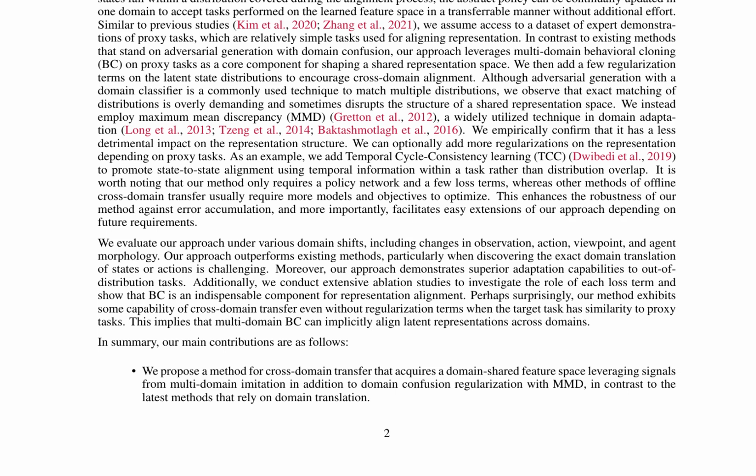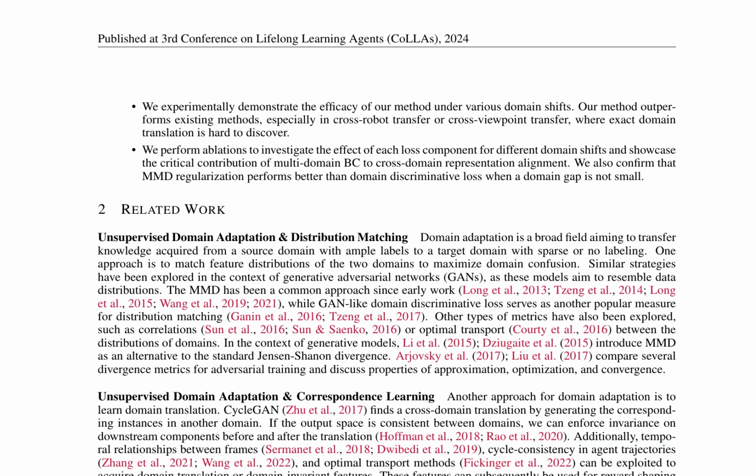The method is evaluated under various domain shifts and outperforms existing methods, particularly in challenging scenarios. Ablation studies are conducted to investigate the role of each loss term, highlighting the importance of behavioral cloning for representation alignment. Cross-domain policy transfer between Markov decision processes, MDPs, is a challenging problem, particularly when exact domain translation is difficult to discover. This research presents a novel method that leverages multi-domain behavior cloning and maximum mean discrepancy, MMD, regularization to align representations across different domains.